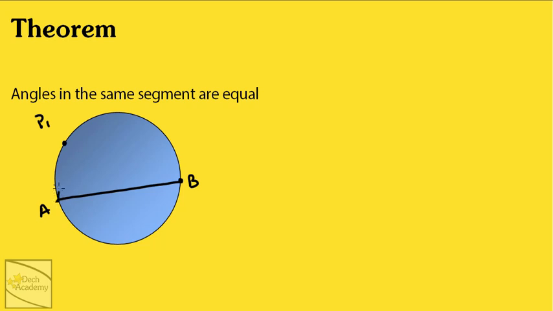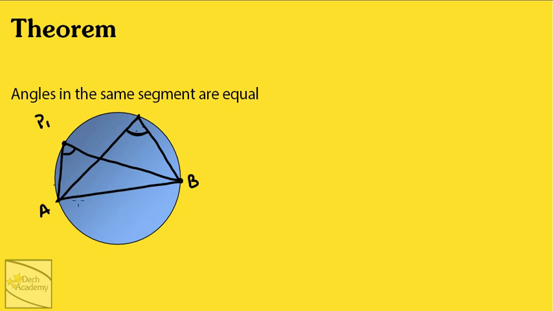If I join A to P1 and B to P1, I form an angle. Now, if I join A to any other point and B to that same point, I form another angle. I form two angles in the same segment, the upper segment. Well, those angles are the same. So anytime you form angles in the same segment, the way I just did, you get the same angles.